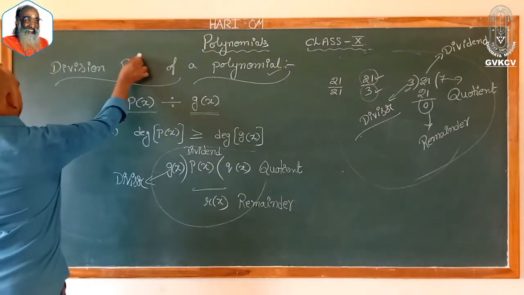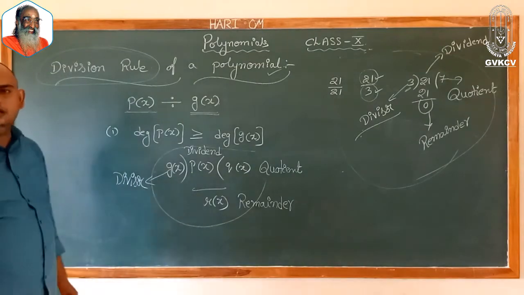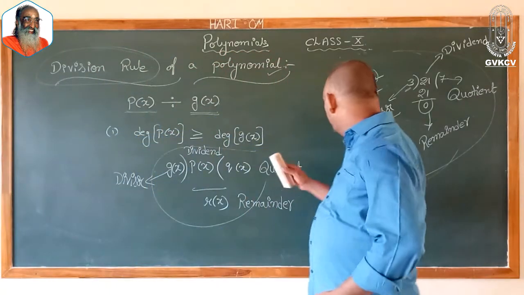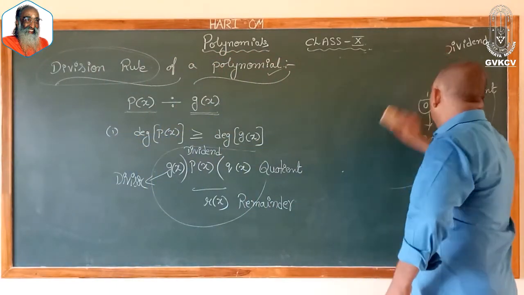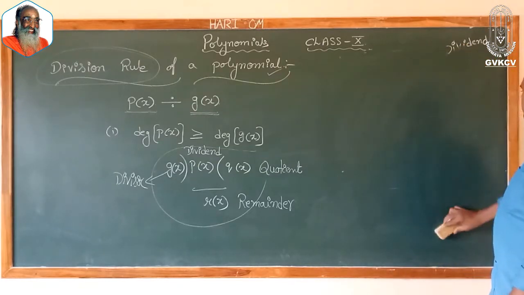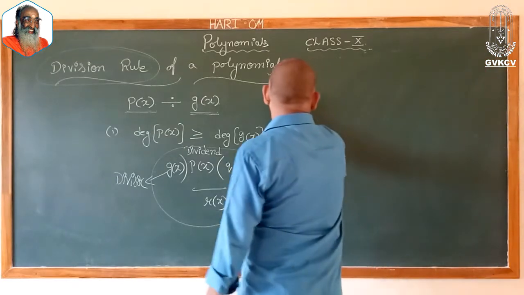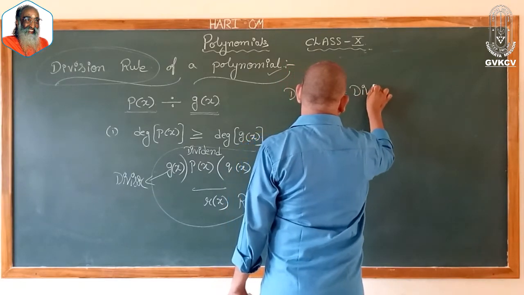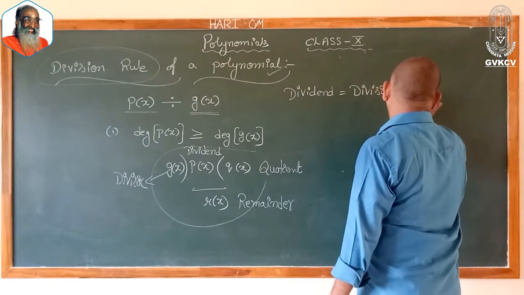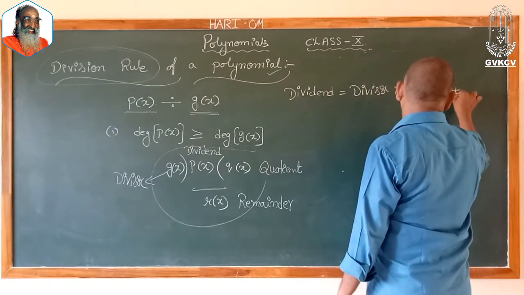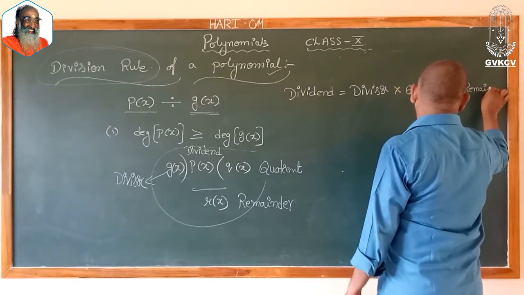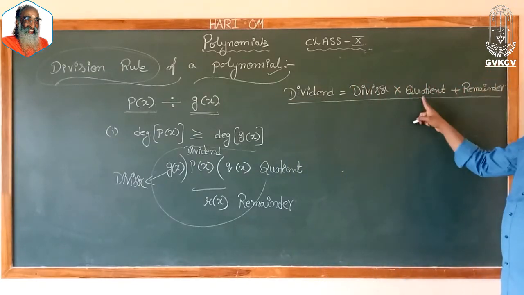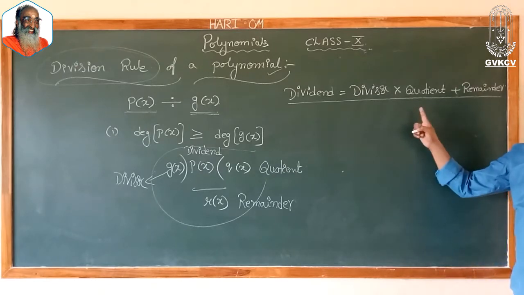Now here we have a division rule. What is the division rule? In class 9 also we have this division rule. Let me explain. Dividend is equal to divisor into quotient plus remainder. Dividend is equal to divisor into quotient plus remainder. This is called the division rule.